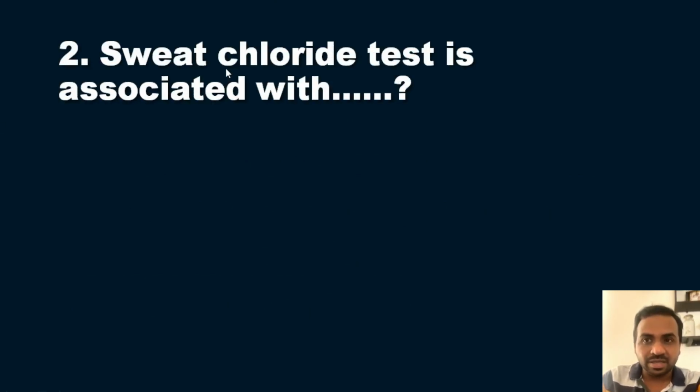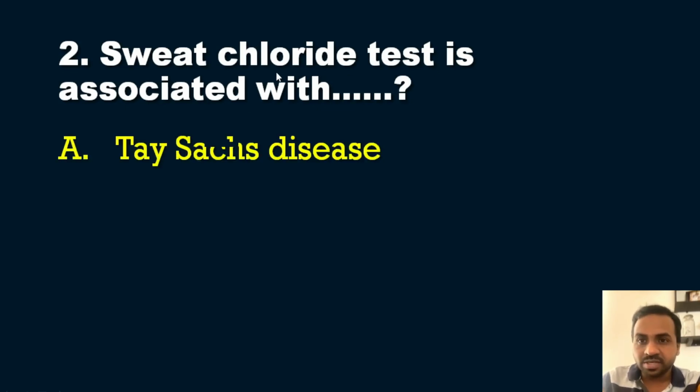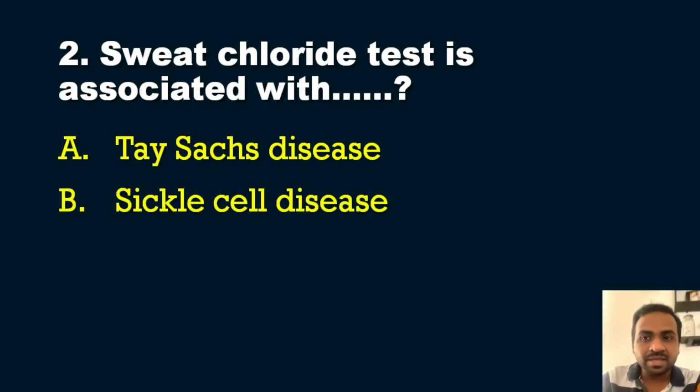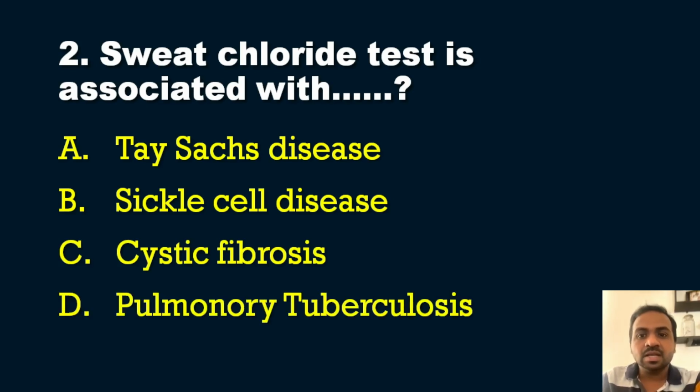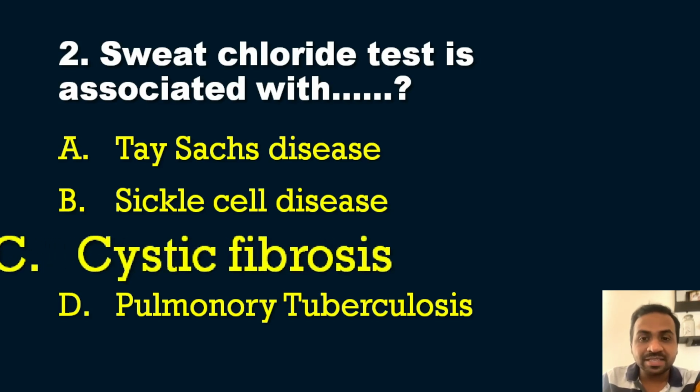The question is: sweat chloride test is associated with dash. The options are: option A, Tay-Sachs disease; option B, sickle cell disease; option C, cystic fibrosis; option D, pulmonary tuberculosis. Sweat chloride test is associated with dash. The answer for this question is option C, cystic fibrosis.